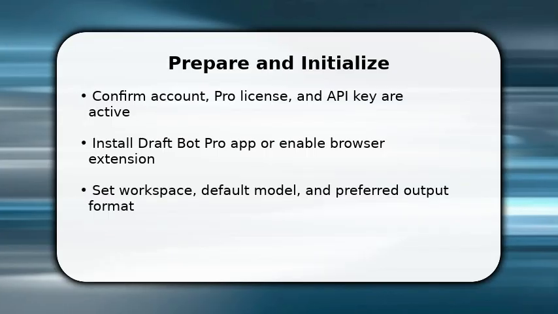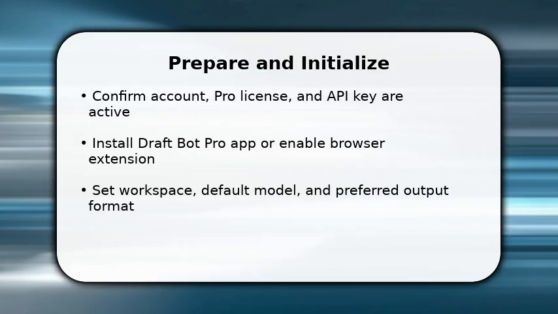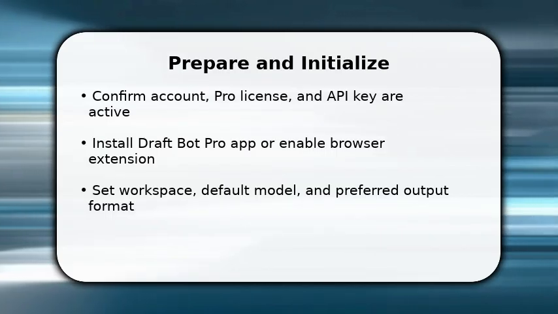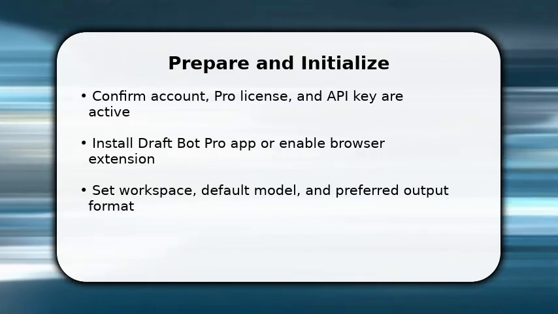You start by confirming your Pro license and grabbing the API key. Keep it handy. Once done, install the app or activate the browser extension and sign in. Next, create or select a workspace and set the default model and output format so results match your needs. Make sure integrations, Google Drive, Slack, or Git, are authorized.